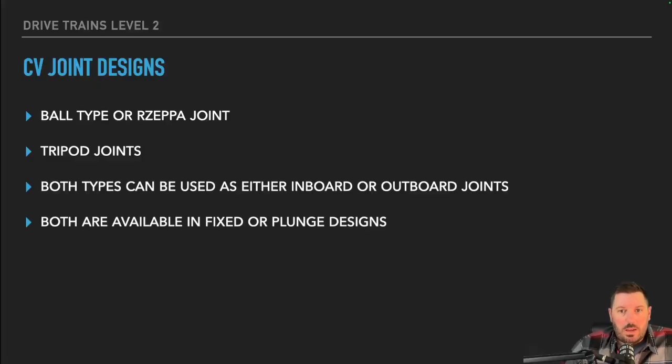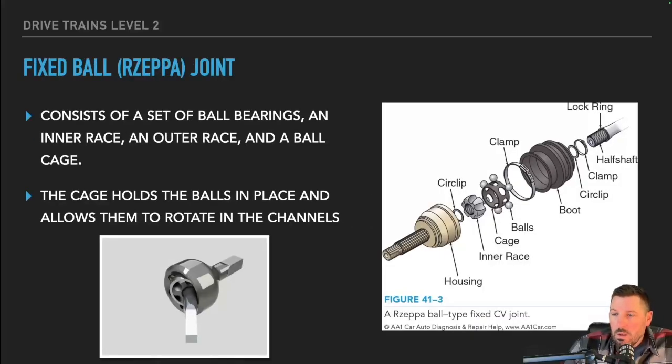6 balls in a cage that's going to be attached to the joint. And then the tripod joint, it's just what it sounds like. We have 3 lugs or bearings that are attached in a tripod, or not a cross, but like a Y that can go in and out. Both types can be used as inboard or outboard joints. If you have a European vehicle, sometimes they use that Rzeppa joint for the inboard, and both are available in fixed or plunged.